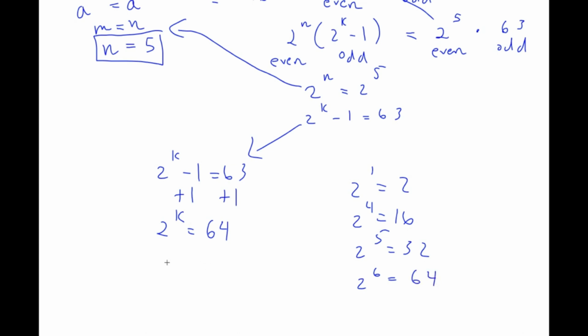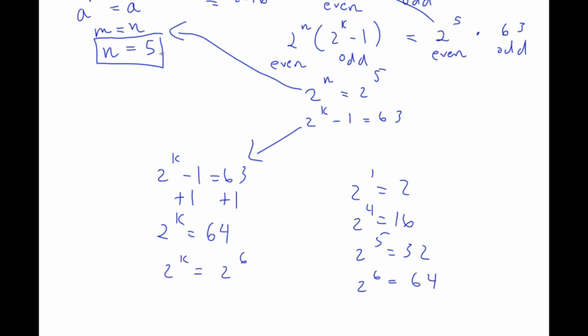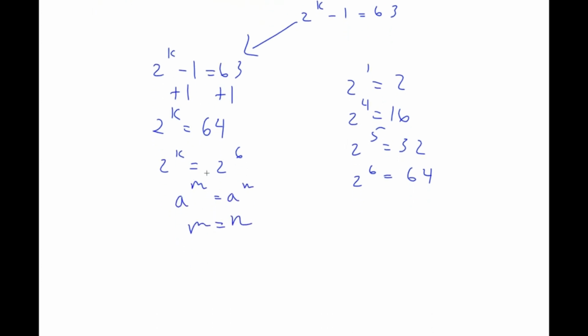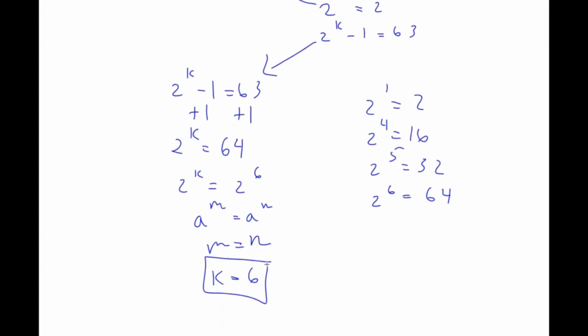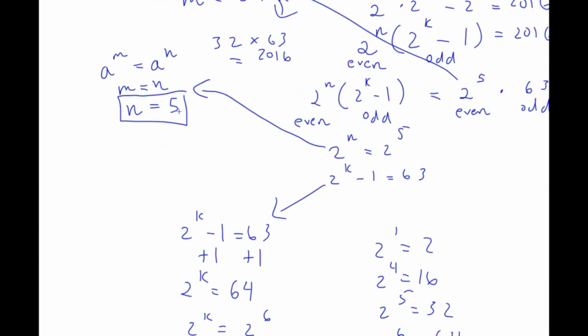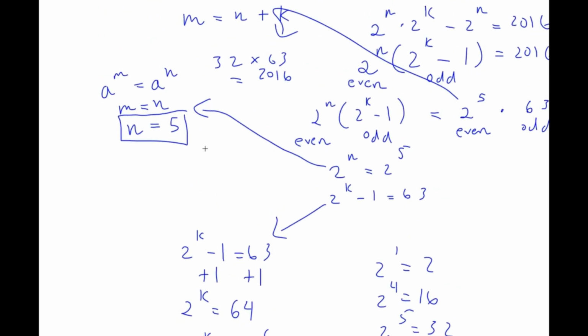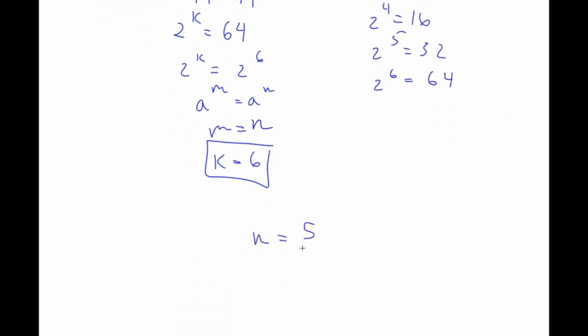So now we have 2 to the power of k is equal to 2 to the power of 6. And again, remember, if we have something in the form a to the power of m is equal to a to the power of n, this means that m is equal to n. So in this case, k is equal to 6. So now we have our value for n, we have our value for k. We know that n is equal to 5. k is equal to 6.